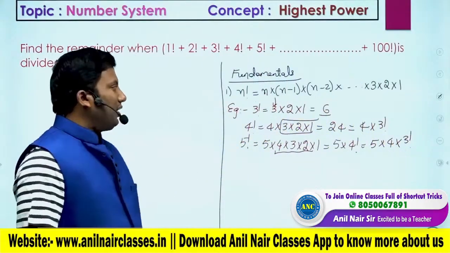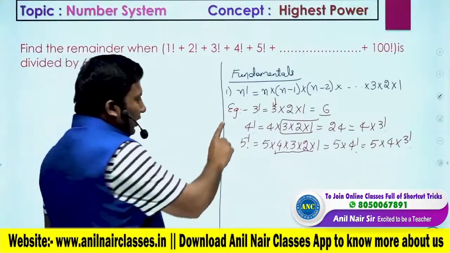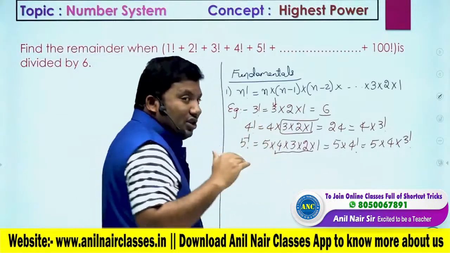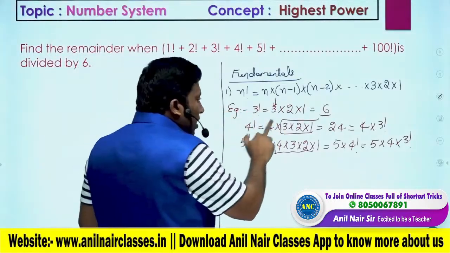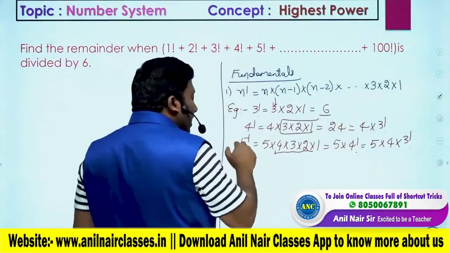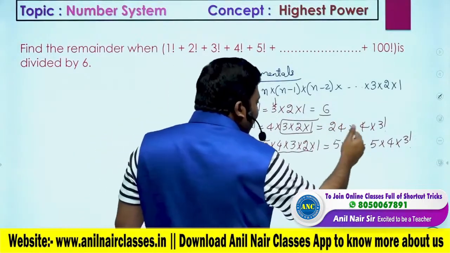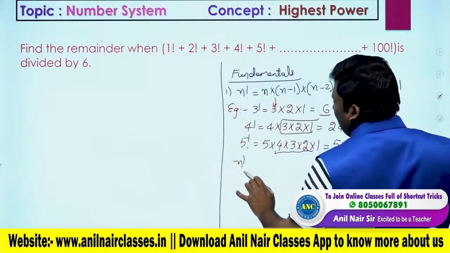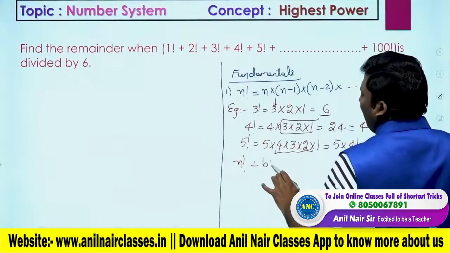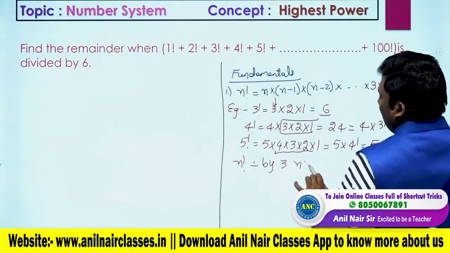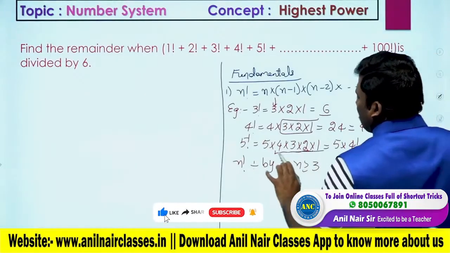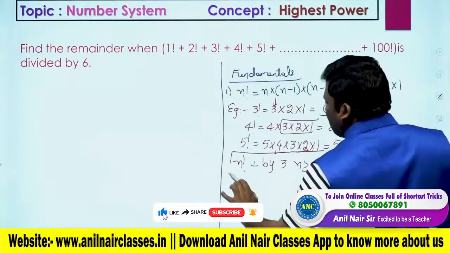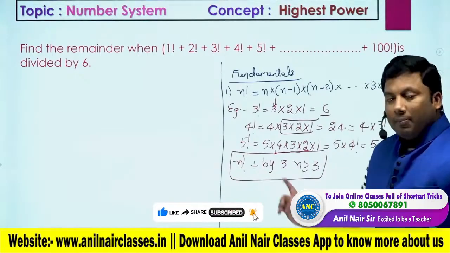Now very, very important. 3 factorial contains 3. The next natural number, 4 factorial, contains 3. The next, 5 factorial, contains 3. Very, very important key point: n factorial is always divisible by 3 for n greater than or equal to 3. Make a note of it.